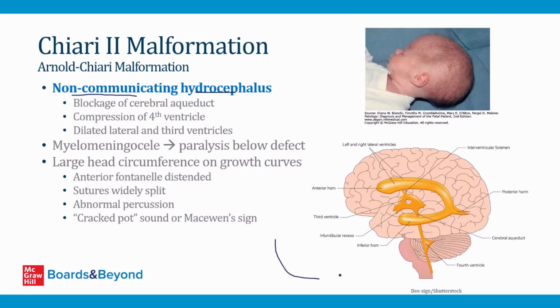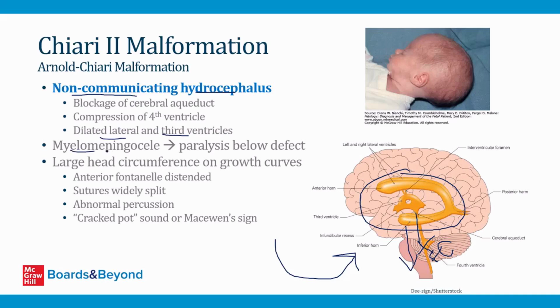So to understand this, let's look at this drawing of the ventricles of the brain shown right here. So this is the cerebellum, and when it's displaced and compressed downward, it can compress the fourth ventricle. It can also compress the cerebral aqueduct shown here. So that will block the flow of cerebrospinal fluid in this direction. As a result, you get enlargement of these ventricles up here, which are the lateral and third ventricles. They can become dilated. That's non-communicating hydrocephalus.